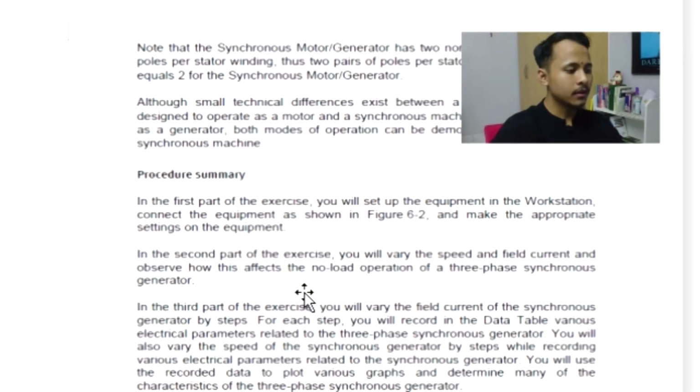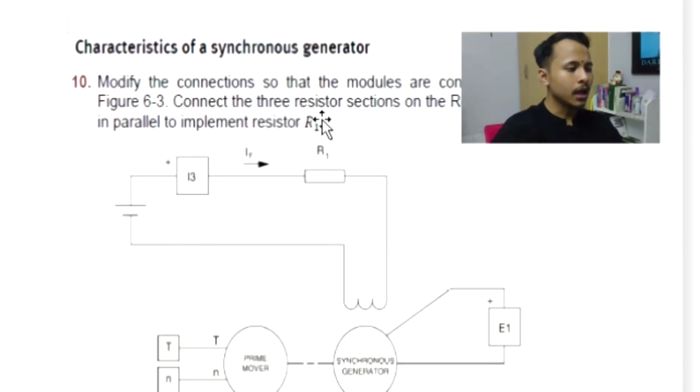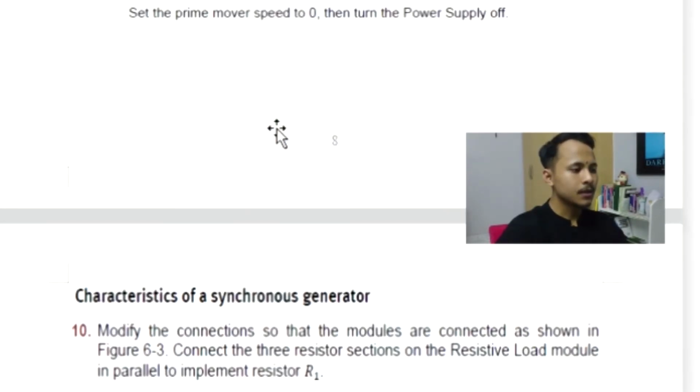Let me see the figure. Here it is. Adding the R1. R1 is a 3 resistor section of the resistive load module in parallel, implementing a resistor R1. So this is our third part. Right. So I would like to continue.